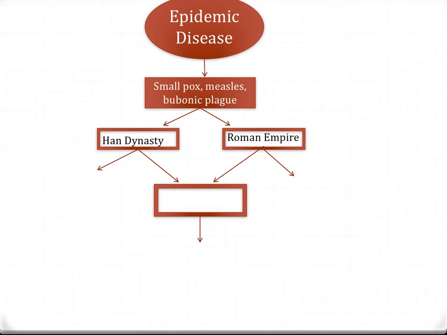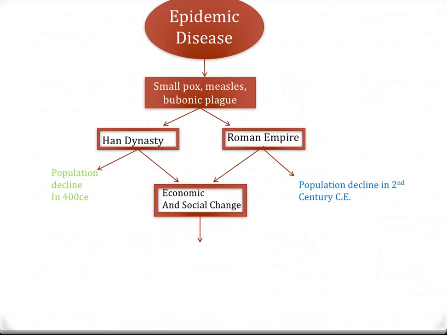So we see the Han Dynasty and the Roman Empire being affected the most by the epidemic diseases. Obviously, it's going to lead to population decline in both. For Han, you saw the population decline in 400 CE, whereas in the Romans, it starts in the 2nd century. And of course, you need to think of it economically. If there's less people who are alive, then that means there's less people who are going to buy your goods, and that's going to affect your economy.